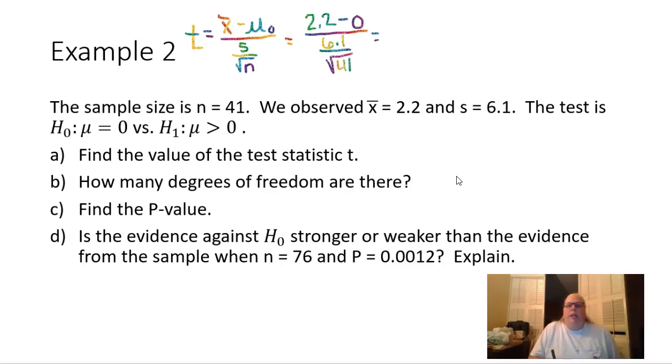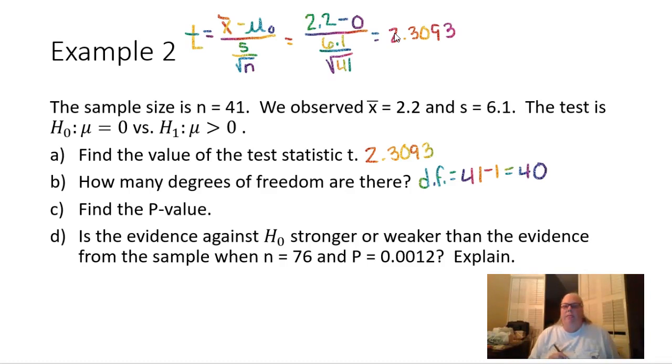All right, and let's put that in the calculator and see what we get. And this is giving me 2.3093, which will be our test statistic, 2.3093. Okay, part B. How many degrees of freedom are there? Well, the degrees of freedom, remember, are just one less than our sample size. So in this case, our degrees of freedom will be 40.